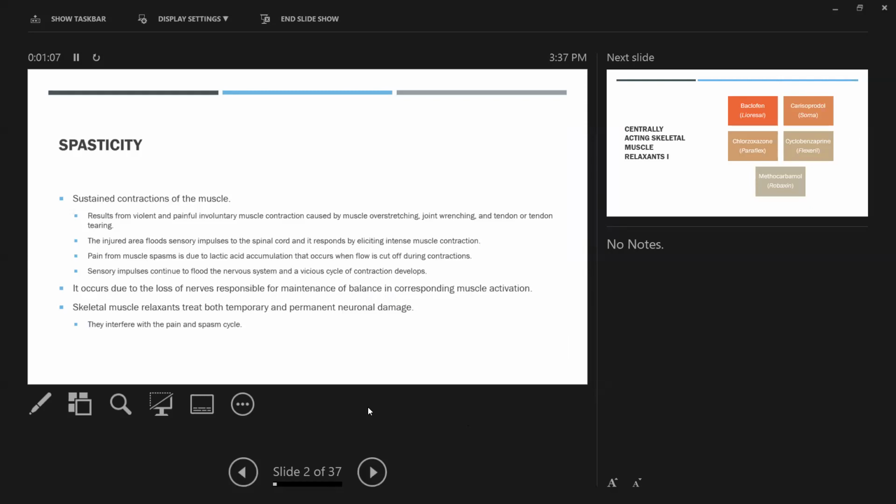So spasticity typically results from damage to the muscle. Spasticity or a spasm is a sustained and constant contraction of the muscle. You get these sometimes violent and very painful, completely involuntary contractions of the muscle. They're caused by trauma to the muscle. That trauma can be due to a blow to the muscle. It can be due to overuse of the muscle. It can be due to overstretching of the muscle.